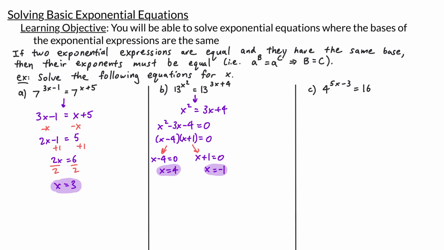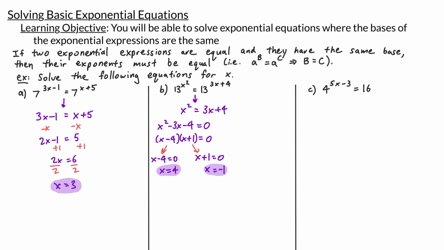Now, in example C, we have the equation 4 to the power of 5x minus 3 is equal to 16. This equation is a little bit different than our first two examples in that our right-hand side here isn't an exponential expression. However, we may be able to rewrite that 16 so that it becomes an exponential expression, and we can use the technique that we've used in our past two examples to help us solve this equation. On the left-hand side here, we have an exponential expression with base 4. Let's try to rewrite this 16 here so that it's also an exponential expression with base 4.